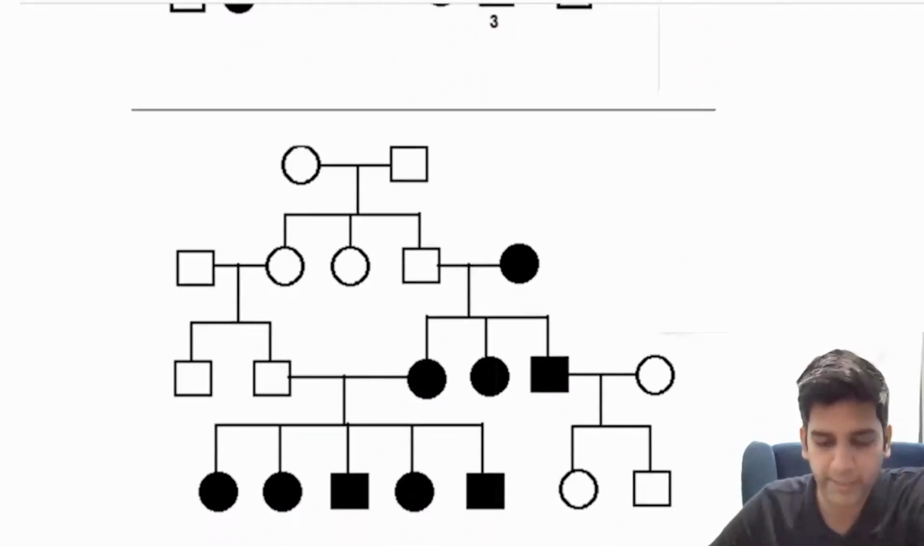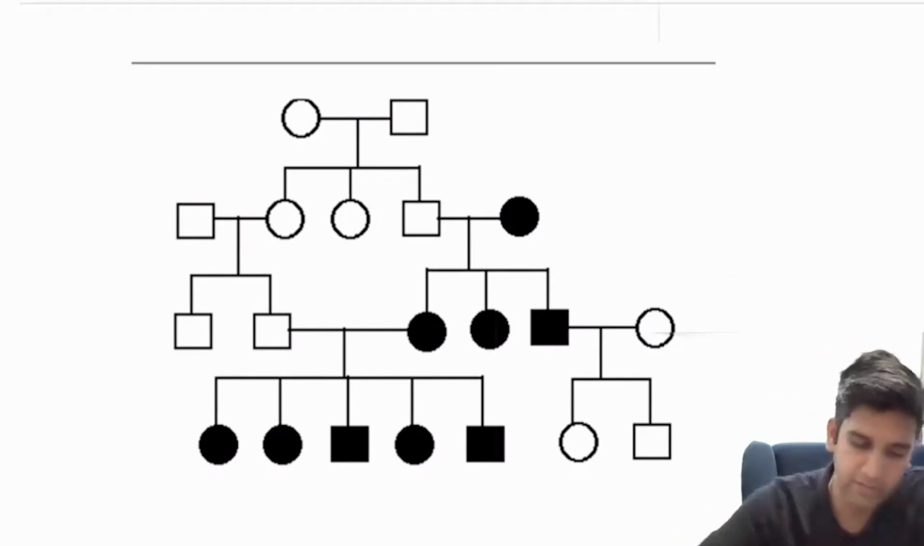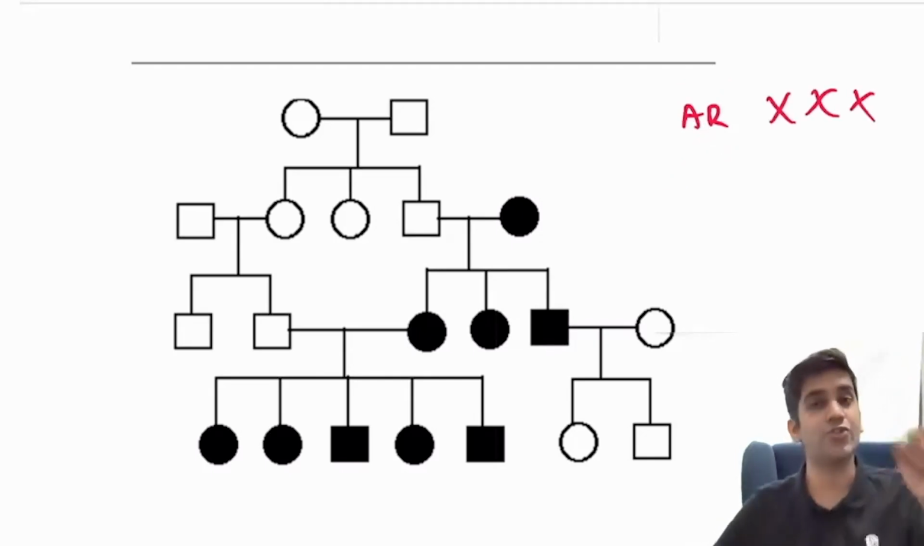Let's try one more pedigree. All generation affected or not? No. Recessive. Only men or both men and women? Both men and women. You'll write perfect. Autosomal recessive. If you're doing this, I'll write a big no here. Big no. Because you skipped the first rule.